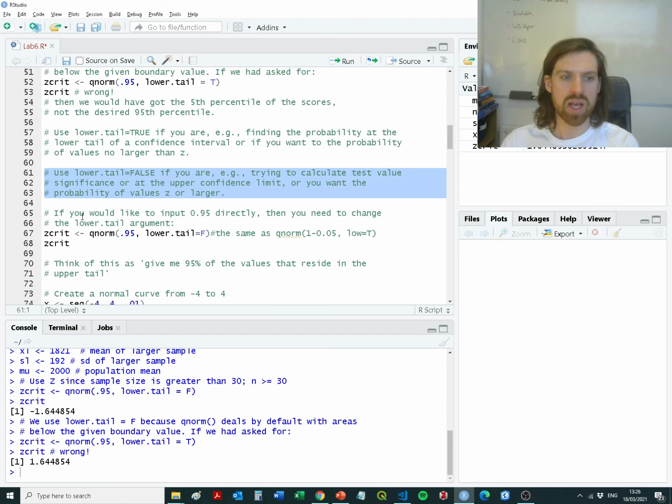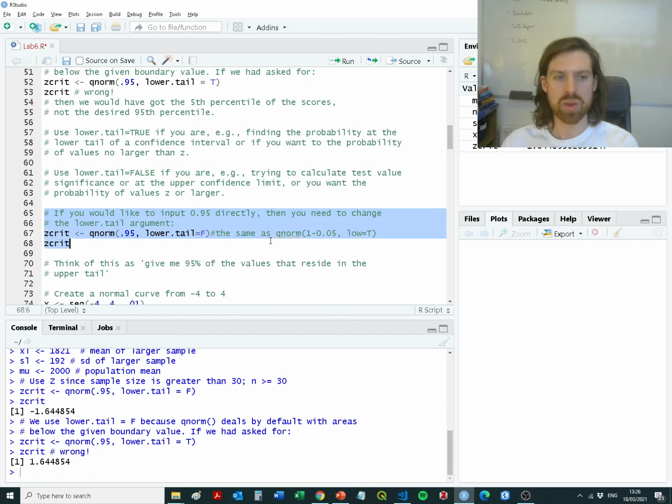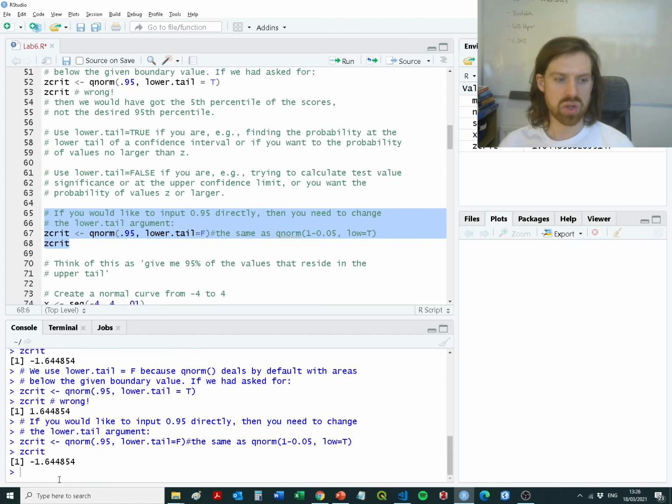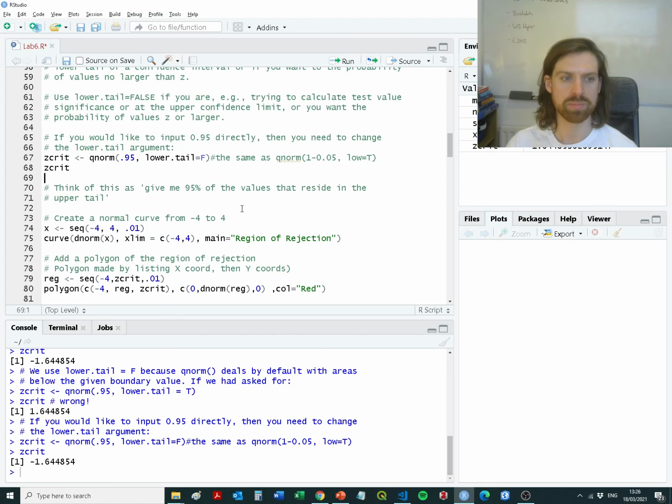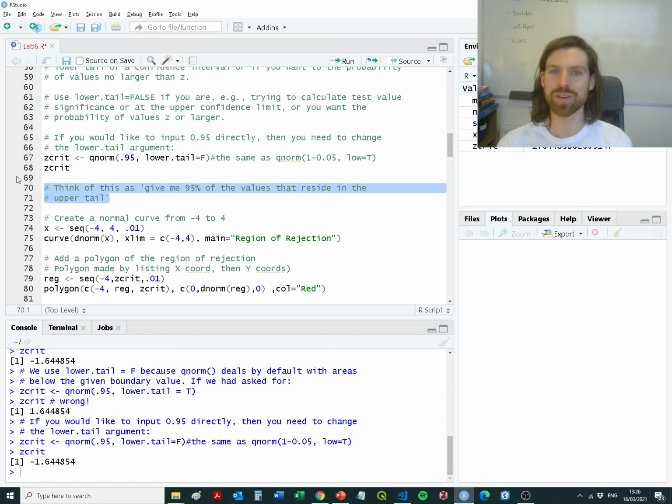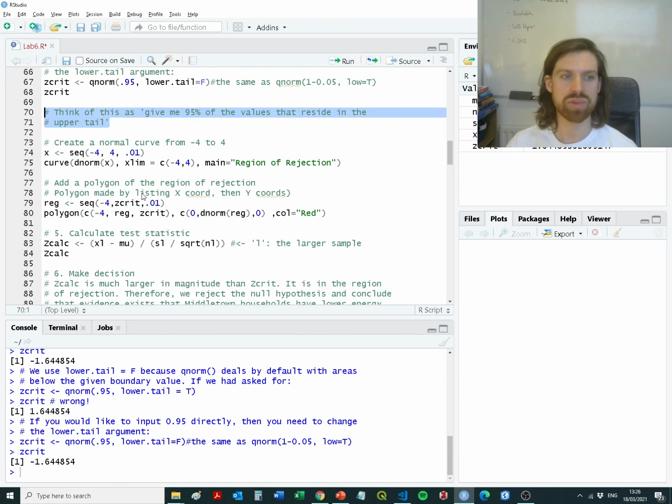So if you would like to input 0.95 directly, then you can, with the lower tail argument, get the desired value that you want in the lower part of the distribution. So just think of this quite easily as give me the 95% of values that reside in the upper tail, okay? Great, so hopefully that's reasonably clear.